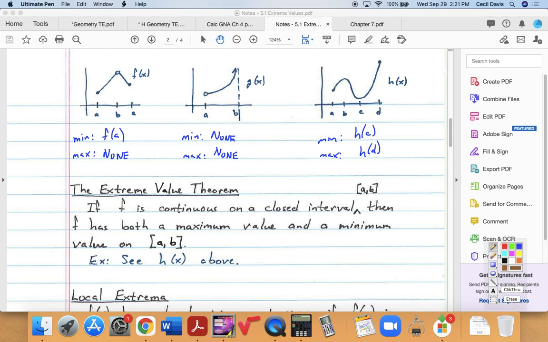Thank you, ma'am. So, what kind of a function do we need to have in order to know that we're going to have a minimum and a maximum? A continuous function that has a closed interval. It has to be continuous and it has to be on a closed interval.